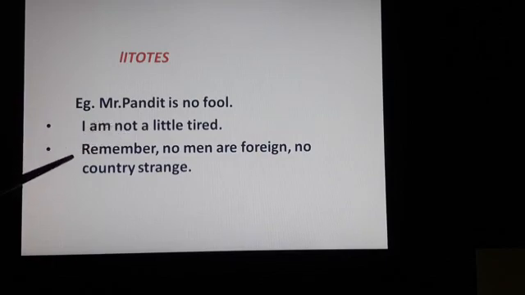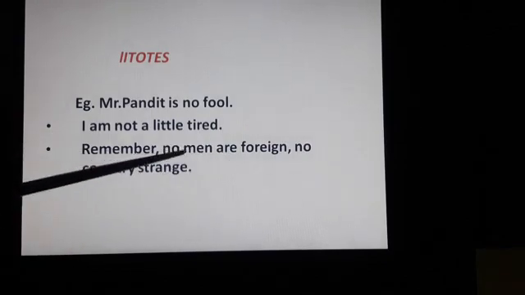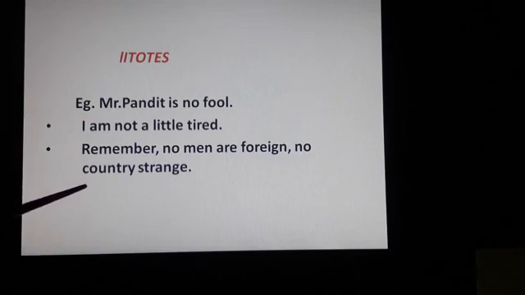Remember, no men are foreign, no country strange. Remember, this sentence also came earlier for repetition. Here, no is used, a negative word, a negative sentence, but it conveys the positive meaning that we all are the same. Nobody is a foreigner here, nobody is strange here. All are the same, equal.